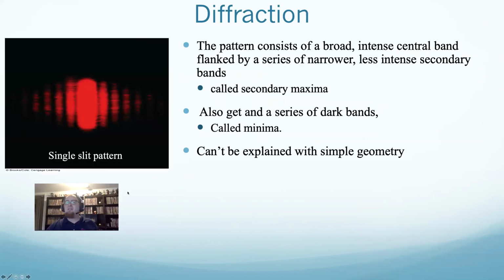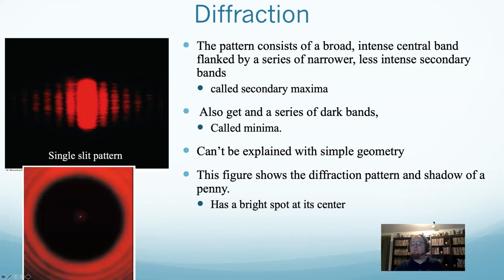Now for a single slit pattern, it'll be a broad, intense central band flanked by secondary, less intense lights. The primary maxima and the secondary maxima. You also get the dark spots called the minima. And this can be seen with general geometry.